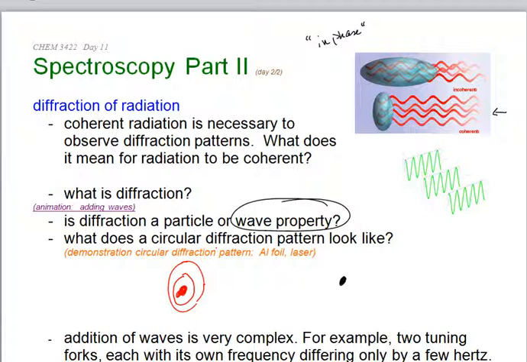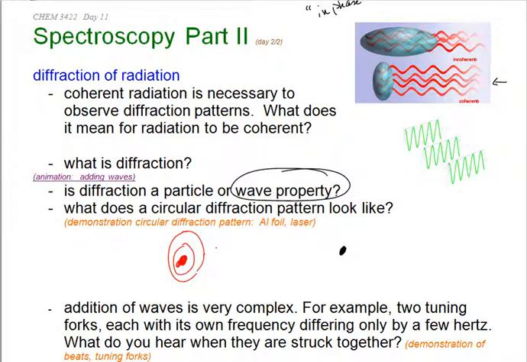But that's the idea. So the addition of waves is pretty complex. We have two tuning forks, and they're differing by a few hertz. For example, this one says 320 hertz, and this one says 320 hertz, but look how banged up they are. So they're differing by a few hertz. Okay. So what do you hear when they're struck together?